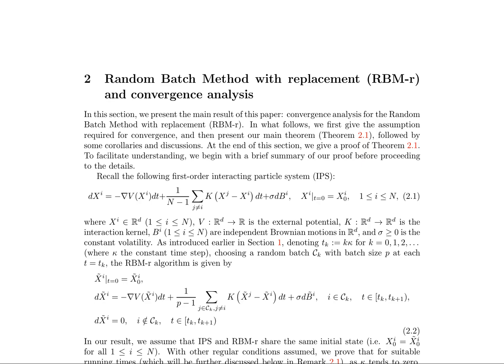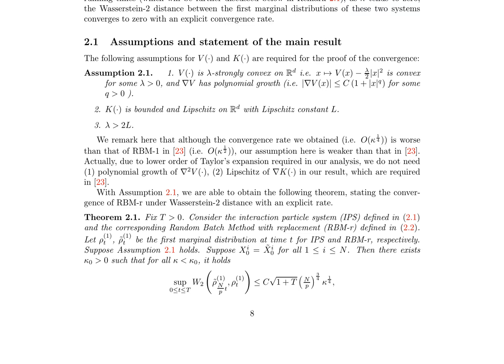The authors propose a two-step approach to estimate the distance between the IPS and RBM-r, using the Hölder continuity property, the law of large numbers, and the Lipschitz assumption for the interaction kernel K under the assumptions of strong convexity and polynomial growth of the potential function V, and boundedness and Lipschitz continuity of the interaction kernel K. The authors proved that the Wasserstein-2 distance between the first marginal distributions of the IPS and RBM-r converges to zero with an explicit rate, specifically O(kappa^(1/4)).